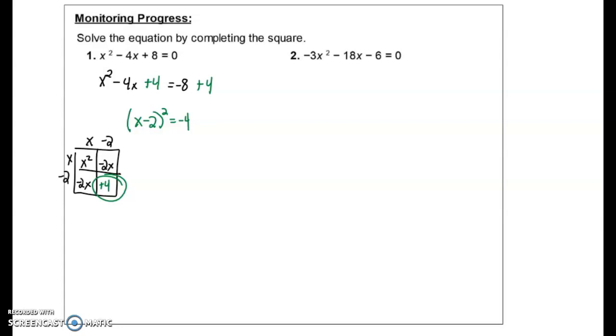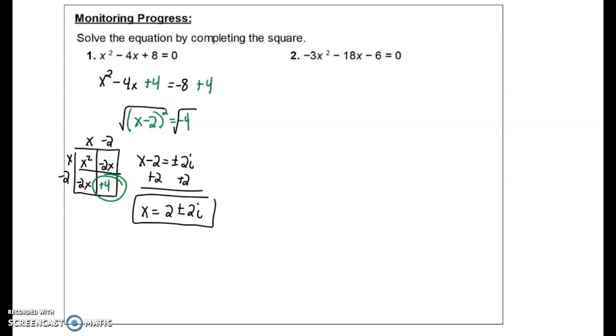Okay, so now solve by square roots. We square root both sides. So x minus 2 equals plus or minus 2i. Add the 2, and we get x equals 2 plus or minus 2i. So your answers are 2 plus 2i and 2 minus 2i.